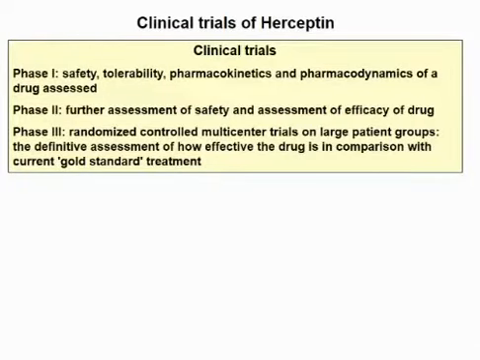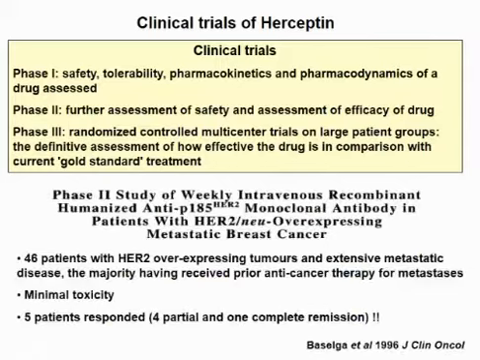Okay, so the clinical trials then that were done, as you're probably aware, phase 1 is just to look at safety and get an idea of how much of the drug you can give to a person. Phase 2, further safety checks and also to try and see if the drug is doing anything. And then phase 3 of the clinical trial is a big randomized multi-center trial just to see how effective your new drug is in comparison with the gold standards that are available.